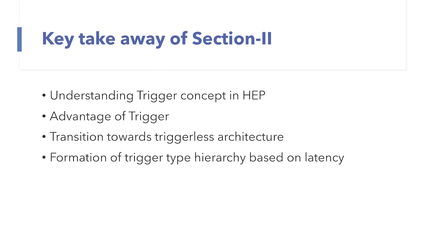Okay, I'm closing this section. Before I go into the next section, I just want to revise what I have told in this section. Understanding the trigger concept in high energy physics. What is the advantage of trigger? Transition towards triggerless architecture. And the fourth one, formation of trigger type hierarchy based on latency.